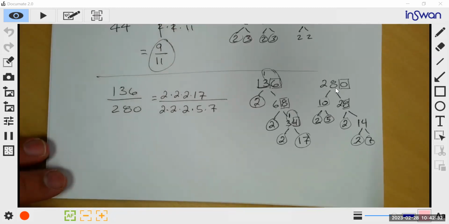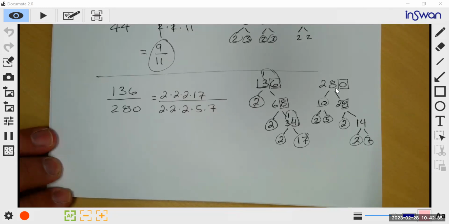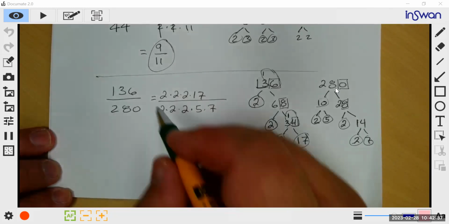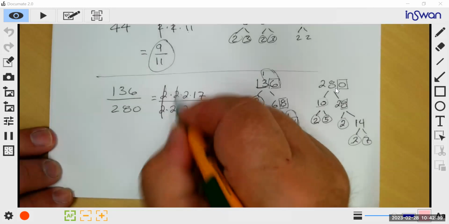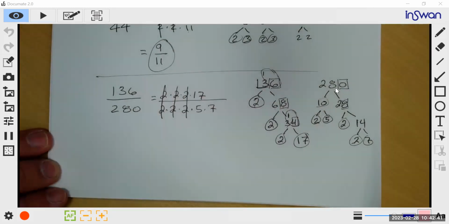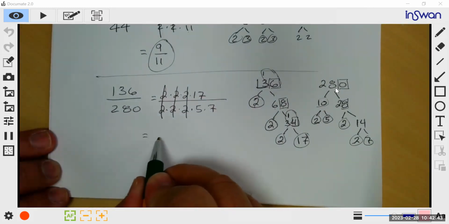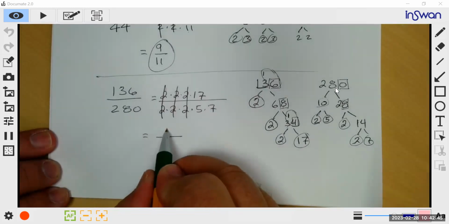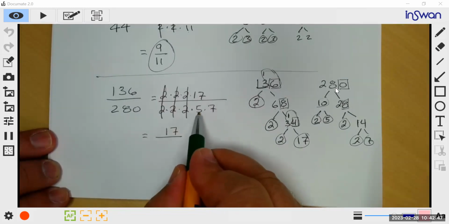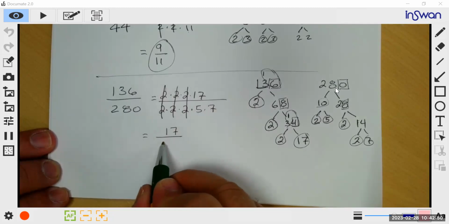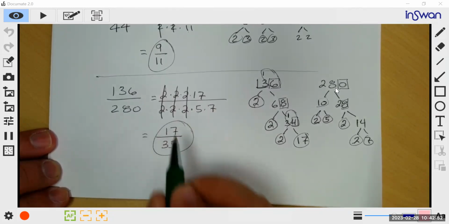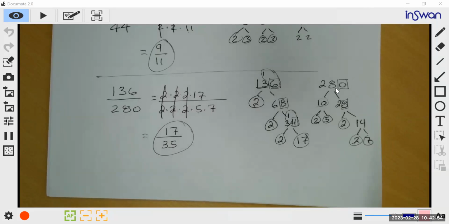So once we prime factorize it, anything the same on top and bottom, just get rid of it, like that pair of 2s. So what we're left with is 17 on top. 5 times 7 is 35. And there's our final answer. We can't go any further.